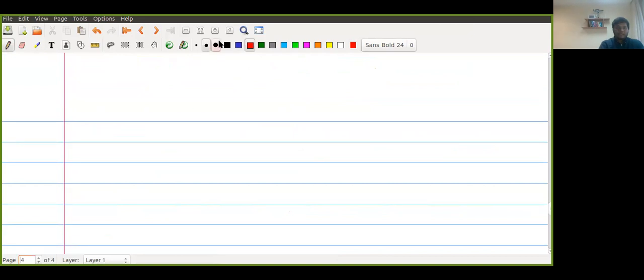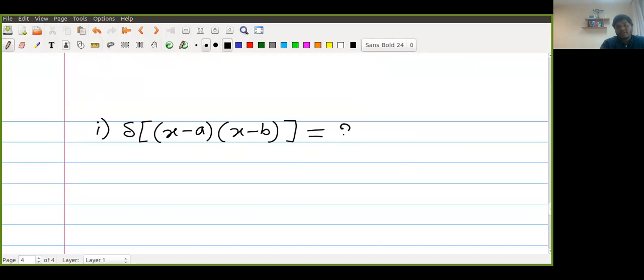So let me take blue, black. If I want to derive one very important mathematical identity of the Dirac-delta function, that is delta of (x minus a) into (x minus b). What is this identity? Let's suppose we don't know, we want to calculate.